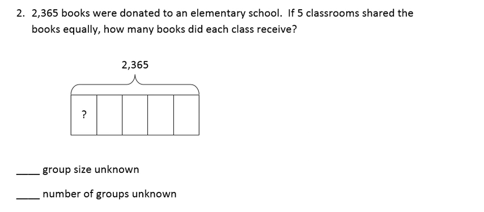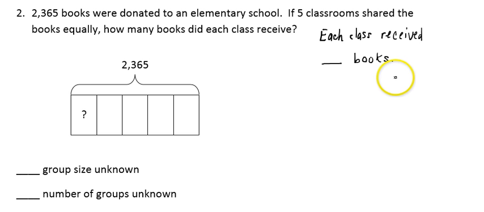Here's another question. This one says 2,365 books were donated to an elementary school. If 5 classrooms shared the books equally, how many books did each class receive? To write my answer statement, I can say each class received blank books.